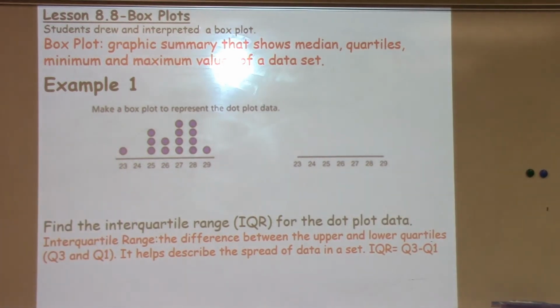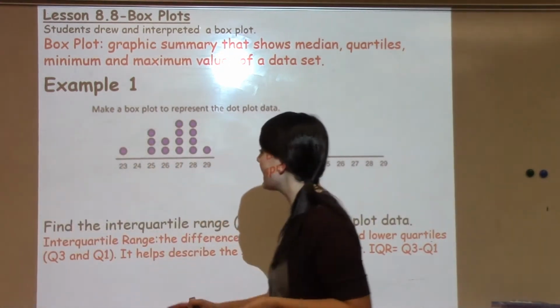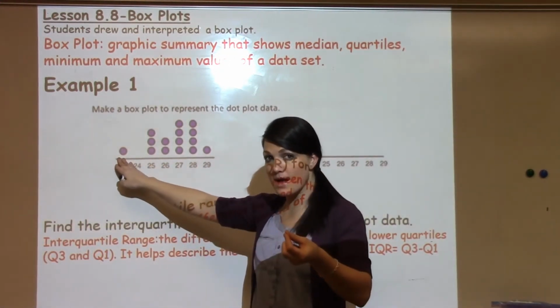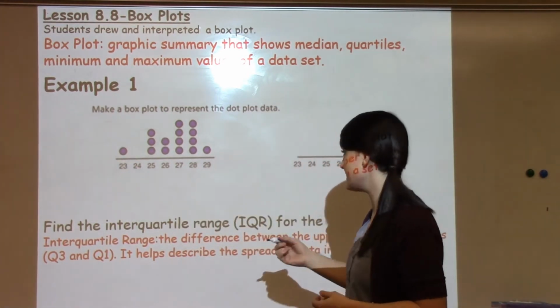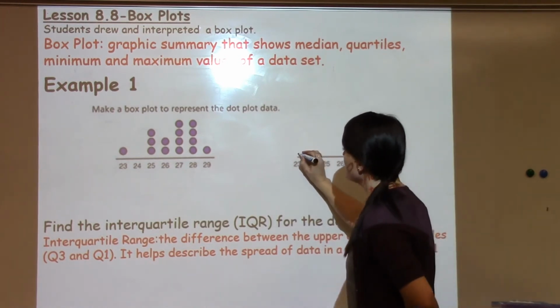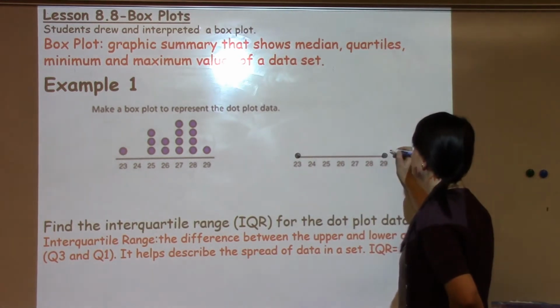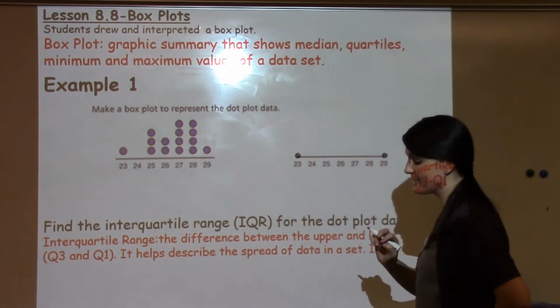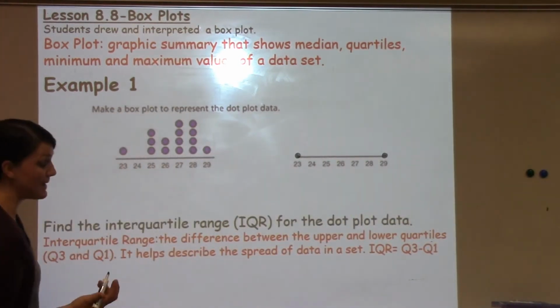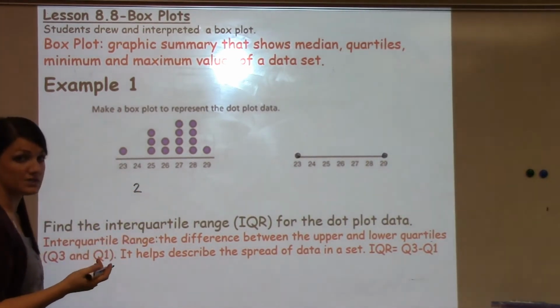So let's take a look at example 1. It says make a box plot to represent the dot plot data. To start my box plot, the nice thing about a box plot is that I first show my minimum, which is the smallest number in my data set, and my maximum, which is the largest number in my data set. To do that, I just draw a dot and a dot to show the minimum and the maximum. So far I've got 23 as my minimum, 29 is my maximum, and I've already done part of my box plot. Now I'm going to go ahead and find the median and the first and third quartile.